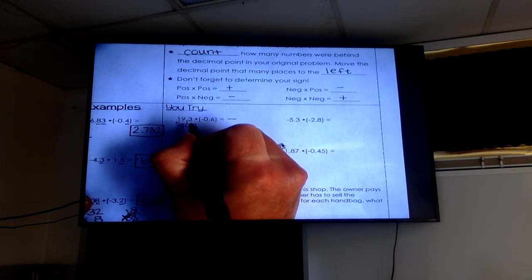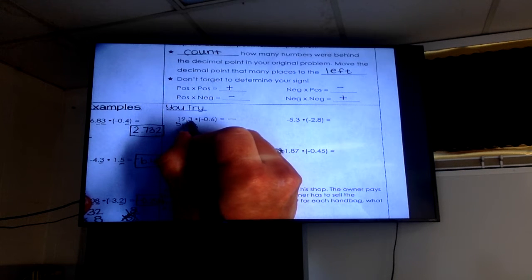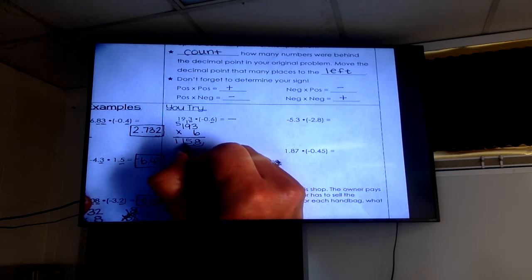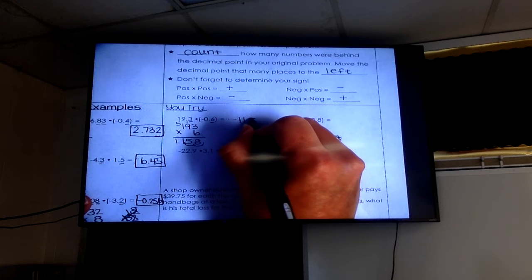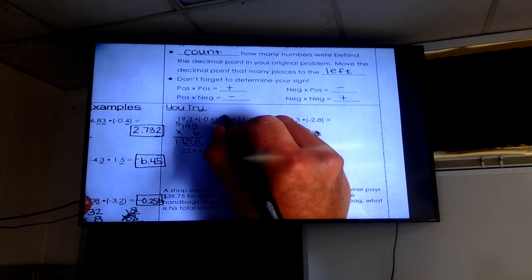Now I'm going to look at how many numbers are behind the decimal point. So I have a 3 and a 6. So that's 2 numbers behind the decimal point. So I'm going to move my decimal 2 places to the left. I'm going to have negative 11 and 58 hundredths as my answer.